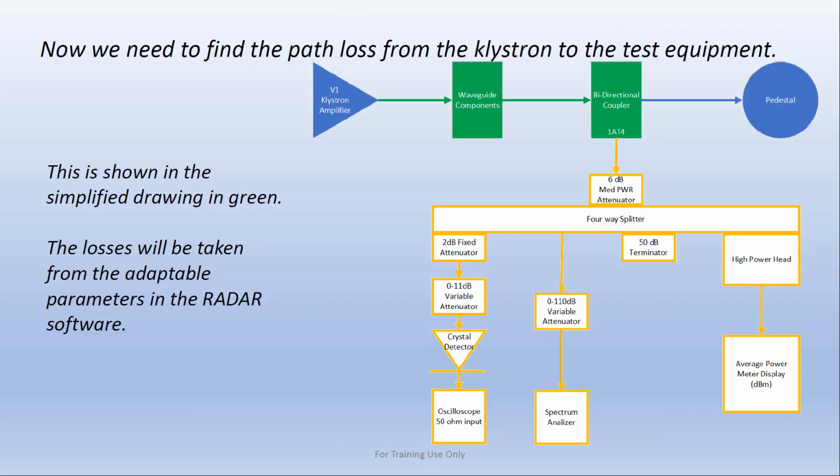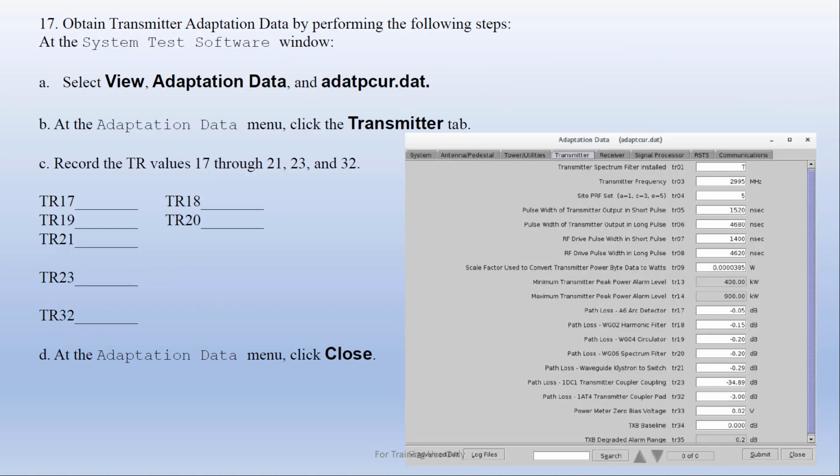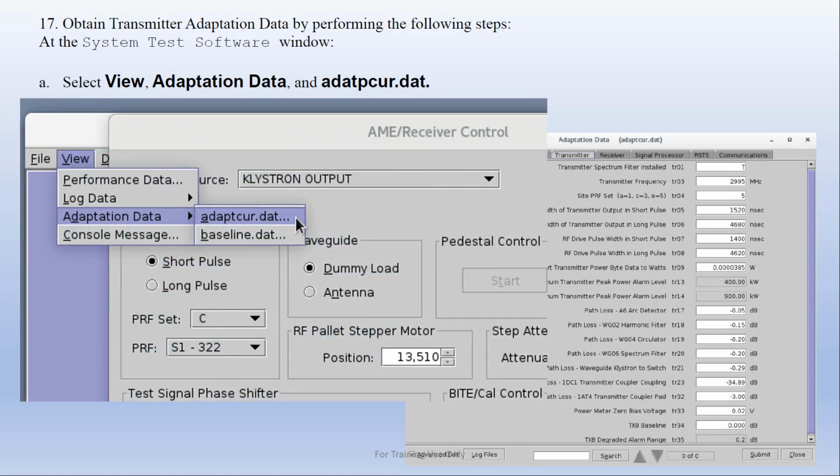The next step is to determine our path loss from the Klystron to our test equipment. We've represented that in the green components in this drawing, and we're determining our loss between the Klystron itself and our test equipment that's represented in gold. We're going to go into adaptation data via our system test software. On the top, find the View button. From its drop down, select Adaptation Data and AdaptCur.dat.